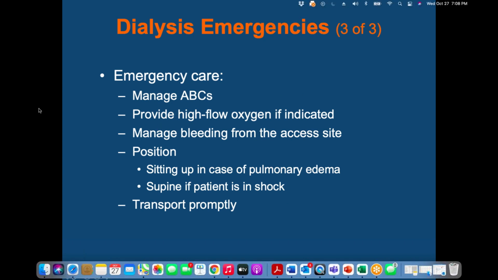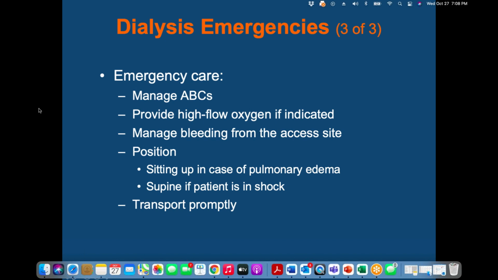So emergency care for the dialysis: ABCs, high flow O2 if indicated, manage any bleeding from the access site. Again, no tourniquets for them. You just go to apply pressure. Position in a sitting up position in case of pulmonary edema, supine if the patient is in shock, and get these patients to a hospital.